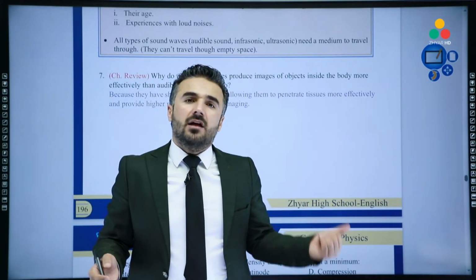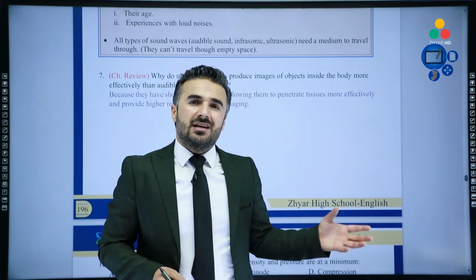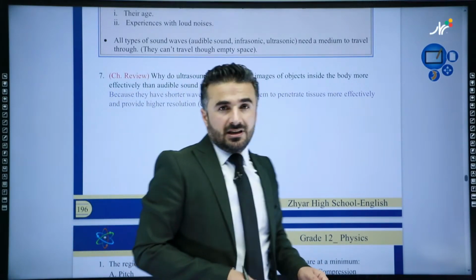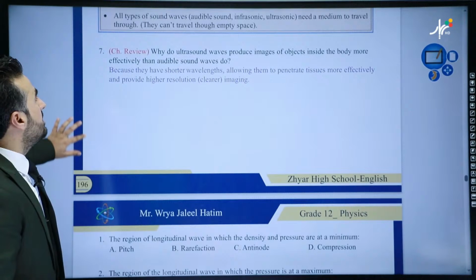electromagnetic waves like light waves, or laser light, or any other electromagnetic wave, could be radio, infrared, or microwaves, do not need a medium. But sound waves, all of them need a medium.